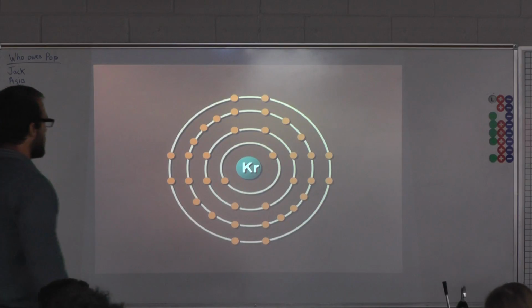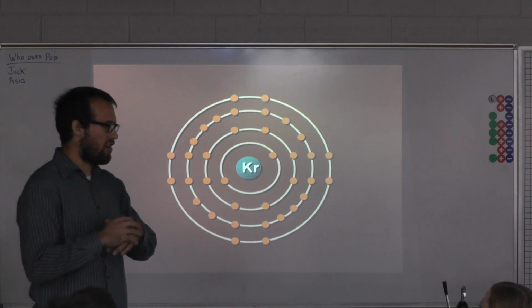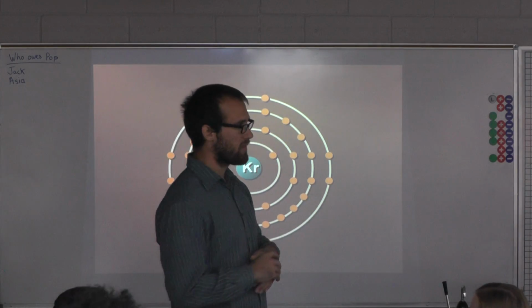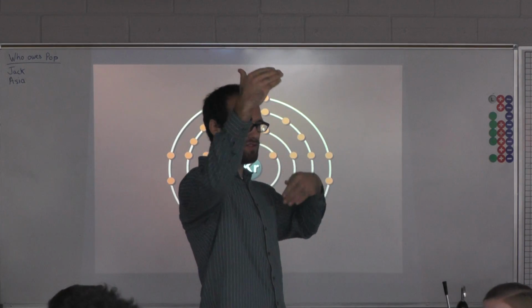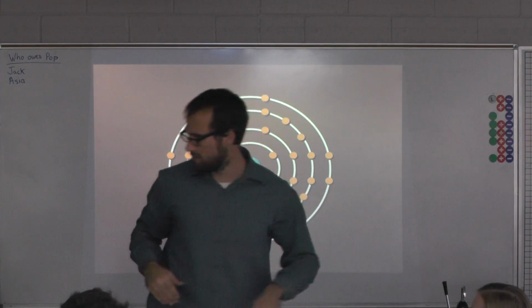And so he came up with the fact that these electrons are in a predictable location. They're at varying energy levels away from the nucleus.